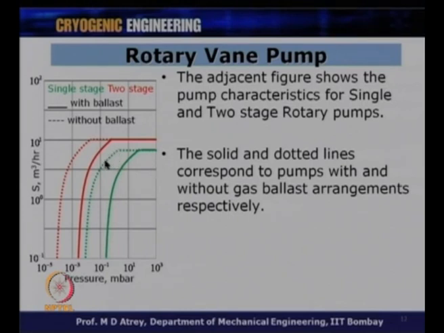While if you go without gas ballast, then you can deliver a good vacuuming rate and you can come down to lower pressures also. At the same time, such pumps can be used in two stages also. That means the outlet of the first pump will go to the inlet of the second pump.